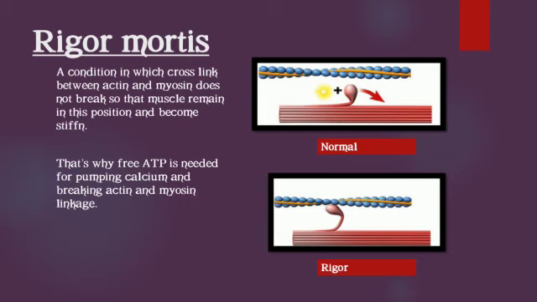There is a condition known as rigor mortis. In this condition, the cross linkage between actin and myosin doesn't break, so the muscles remain in this position and become stiffened. That's why free ATP is needed for pumping calcium and breaking the actin and myosin linkage. If free ATP is not present, then the muscles do not come to their original position and become stiffened, which condition is known as rigor mortis.